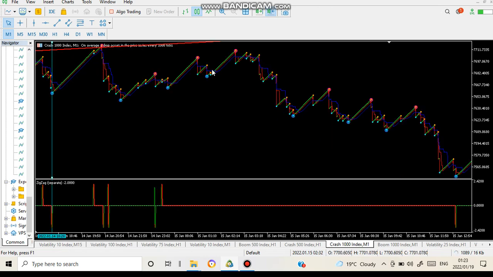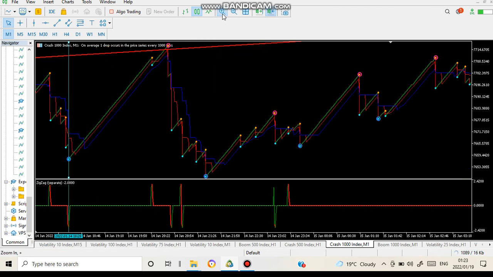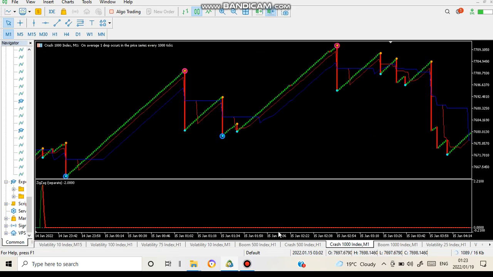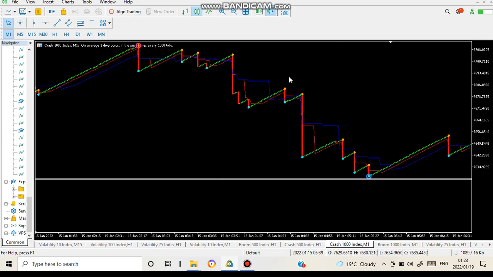So check this out. Over here with this crossover, I could have taken an entry, but why not? Because the zigzag at the bottom is red. You must wait for all the confirmations before taking entries, okay?